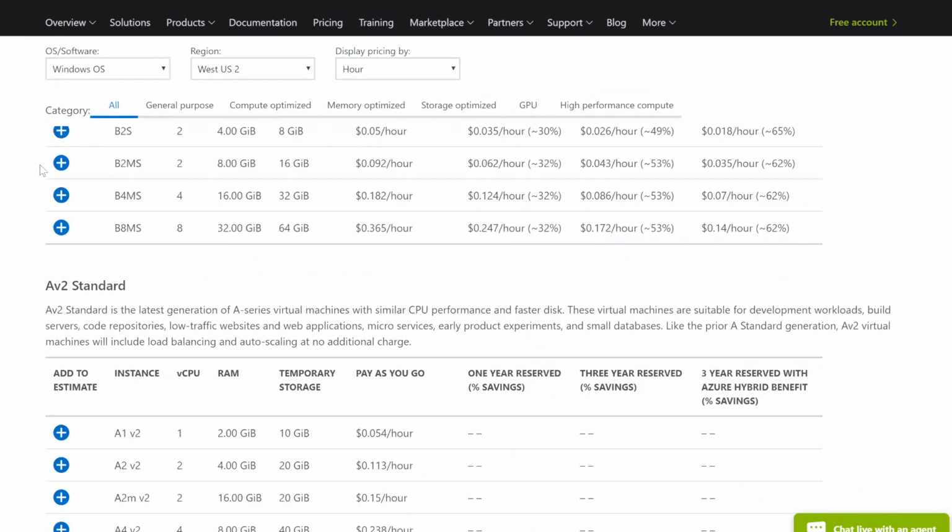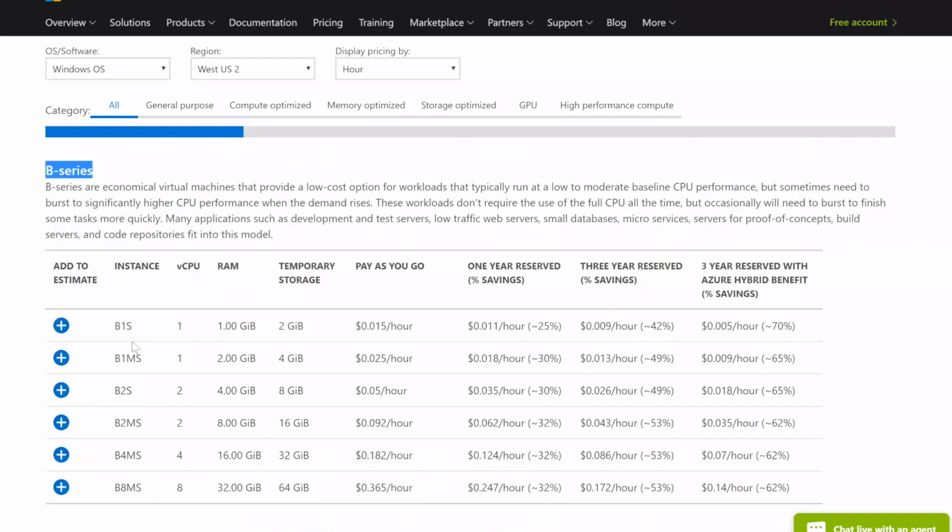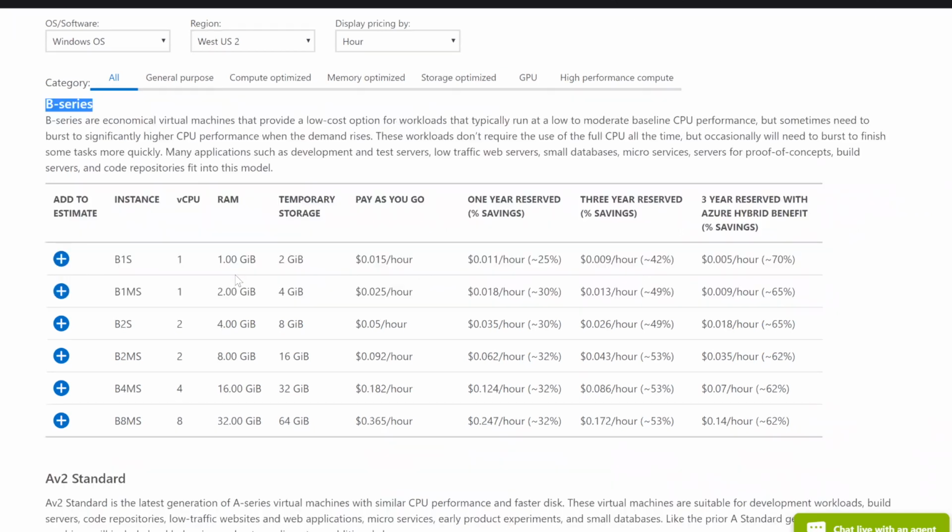So you can see, for instance, this is the B-series VM. Every instance name or instance type will start with the letter B. B stands for burstable in this particular case. It's a special type of instance, so I'm going to skip it for now because there's a lot more to say about it.